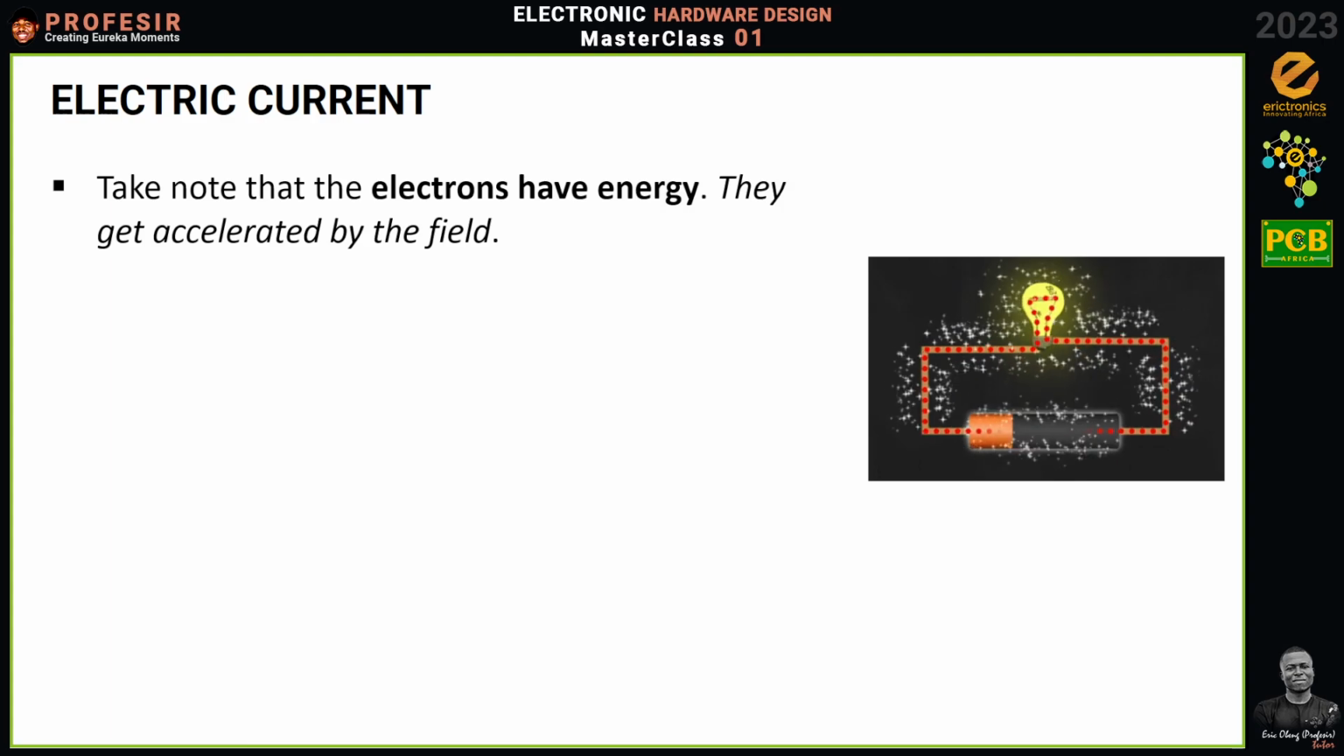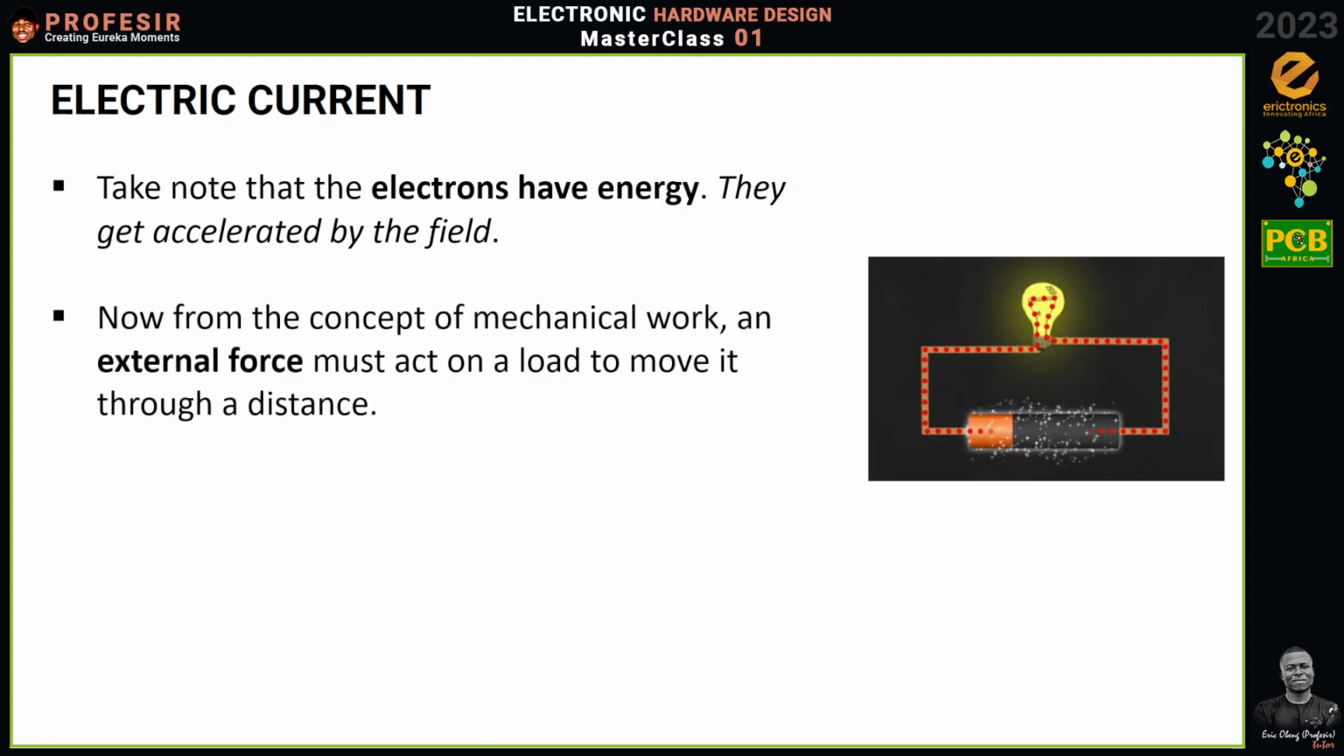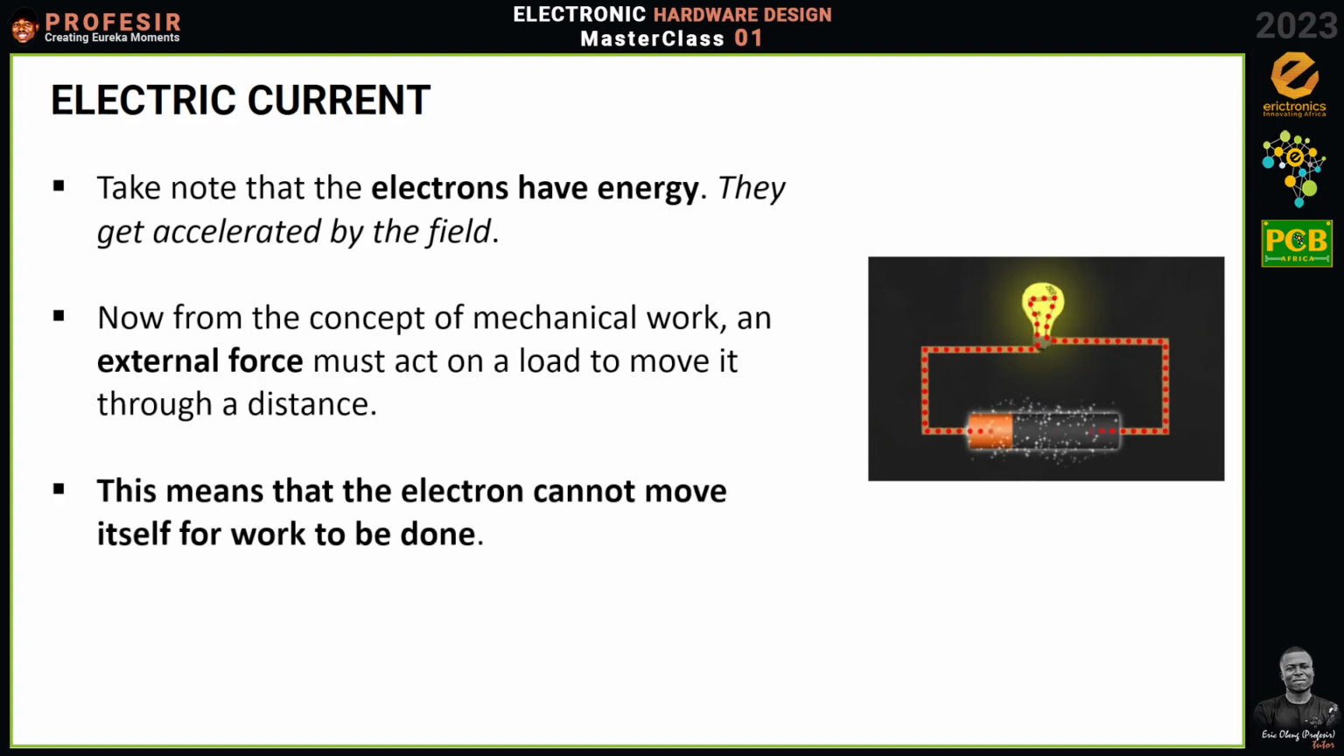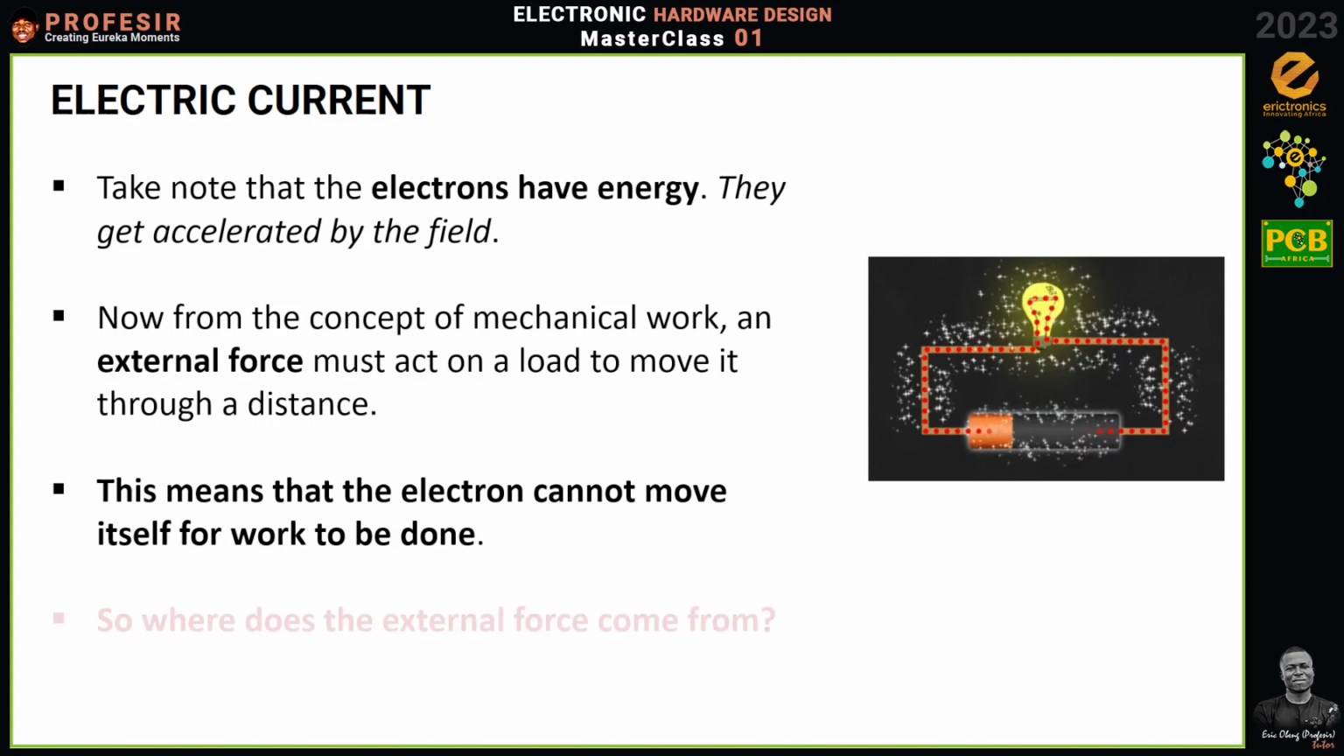Now, take note that the electrons have energy. Okay, so Samuel, Emmanuel, you asked the question. The electrons do have energy, and they also get accelerated by the field. Now, from the concept of mechanical work, an external force must act on a load to move it. I think I already mentioned this. Like I said, you cannot pull yourself up. So the electron cannot move itself. Something has to move the electron. So the electron cannot move itself for work to be done.